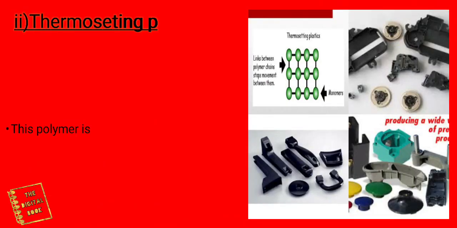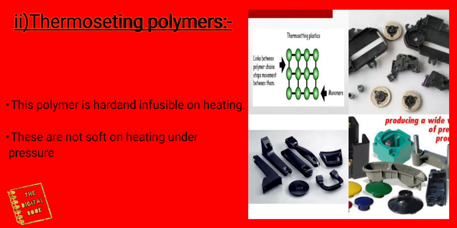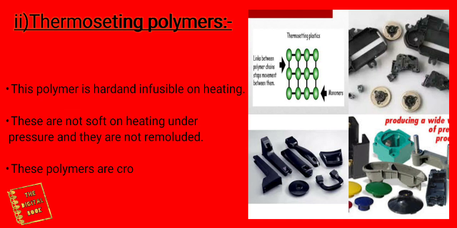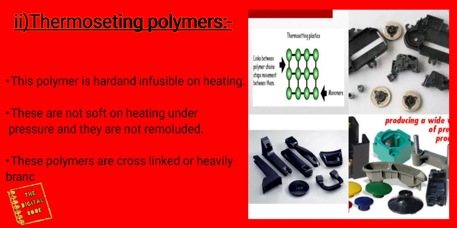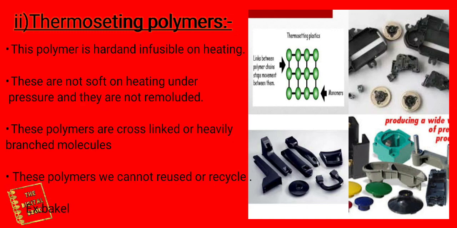Coming next, thermosetting polymers. This polymer is hard and infusible on heating. These are not softened on heating under pressure, and they cannot be re-molded. These polymers are cross-linked or heavily branched molecules. These polymers we cannot reuse or recycle. Some common examples are bakelite, urea-formaldehyde resins, etc.